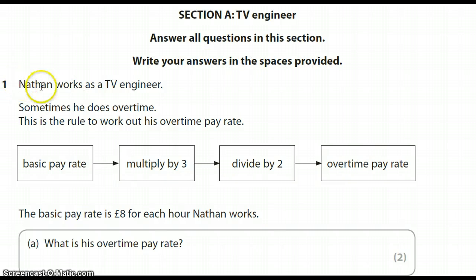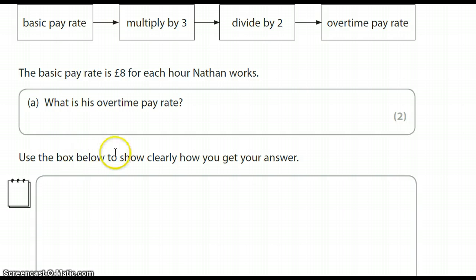Number 1. Nathan works as a TV engineer. Sometimes he does overtime. This is the rule to work out his overtime pay rate. Basic pay rate, multiply by this, divide by this, overtime pay rate. The basic pay rate is that much for each hour Nathan works. What is his overtime pay rate? Use the box below to show clearly how you get your answer.